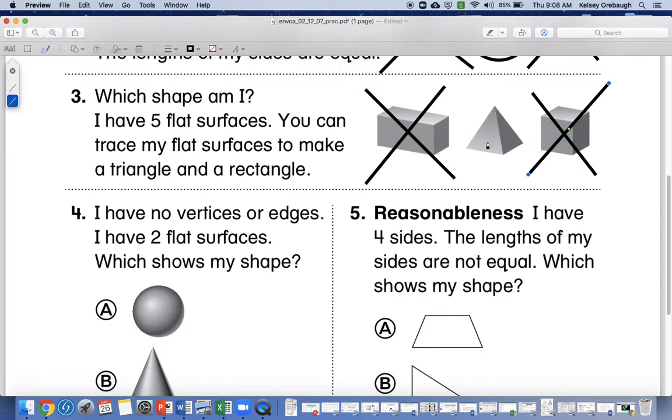Yes. What if I sat it upright on the piece of paper, just as it looks right here, and I traced the bottom flat surface? Would I make a rectangle? Yes. This shape matches all clues. There are 5 flat surfaces, and there are flat surfaces that when traced can make a triangle and a rectangle.